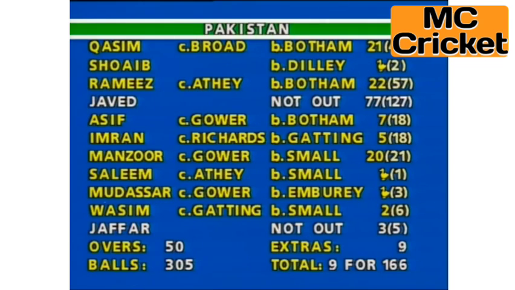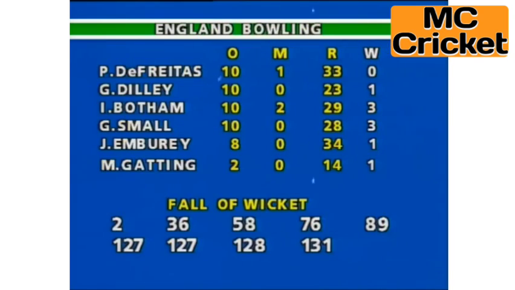Disaster at the top of the batting order for Pakistan, with Shoaib having faced only 2 balls, and they never really recovered from that. There was no great authority about the batting at any stage until Javed Miandad took over. Mansoor Elahi, with his 20, was the best of the middle order, but Javed Miandad was quite magnificent. 77 not out in that total of 9 for 166, and the bowling figures very, very impressive.